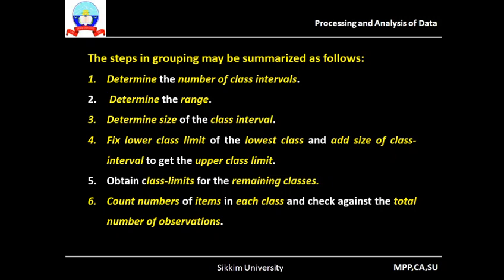So step number 5, obtain class limits for the remaining classes. Then eventually count the number of items in each class and check against the total number of observations. So these are the steps that are involved in classification.